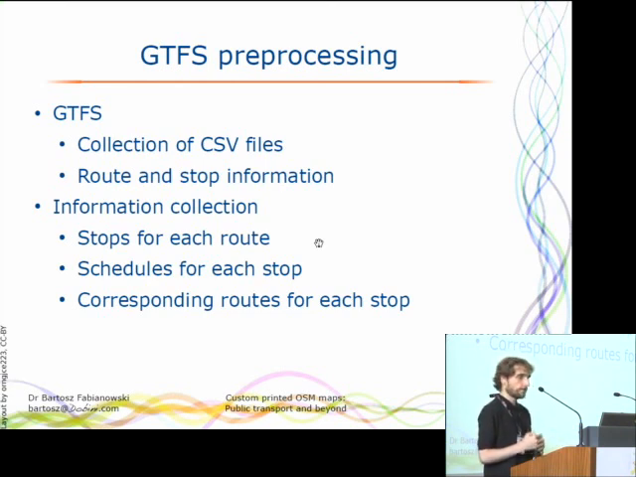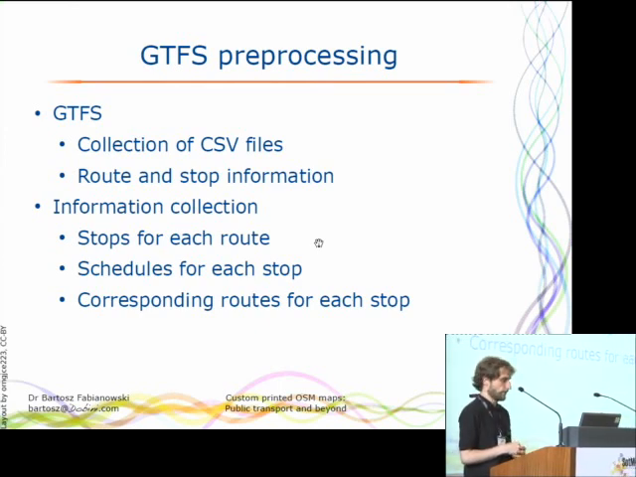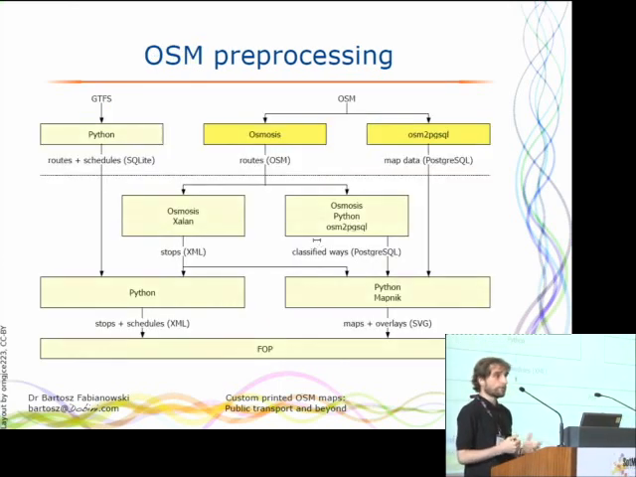It's a collection of CSV files, and it allows a public transport operator to describe their routes and stops and their schedules. From this, we extract information using Python and store it in an SQLite database. We want for each route the stops, we want the schedules at these stops, and we want the corresponding routes you might be able to change into. Then we pre-process the OSM data.